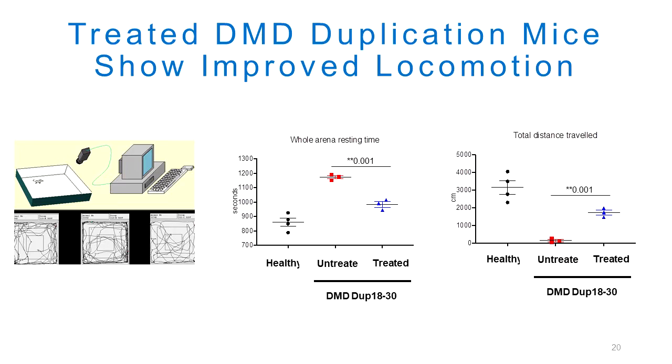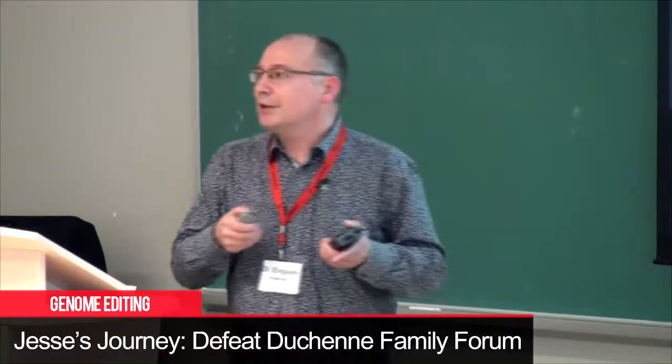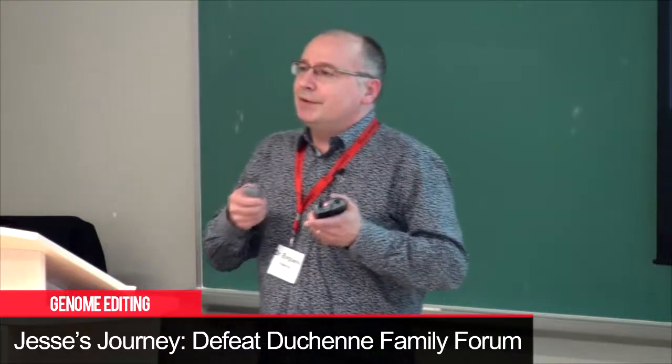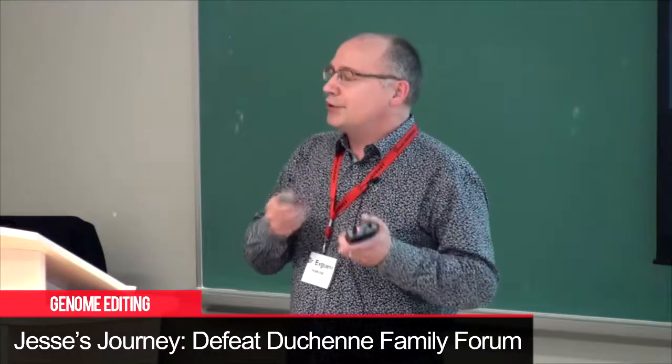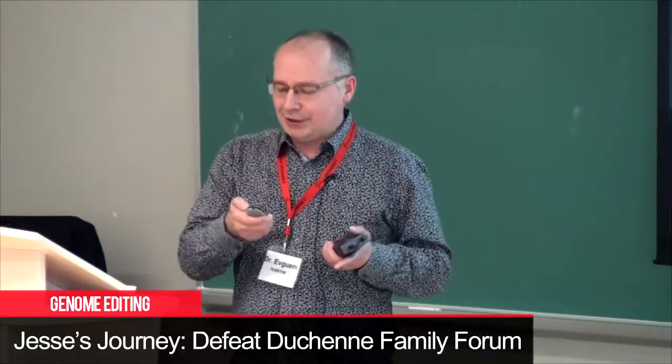And the same with total travel distance. If we analyze healthy mice, they travel a lot, they like to explore, they move around. Duplication mice don't really like to move that much. And treated mice, they start to explore and move. So actually, this strategy does work. We are able to get a full-length dystrophin in mice, and mice perform better in the functional test.